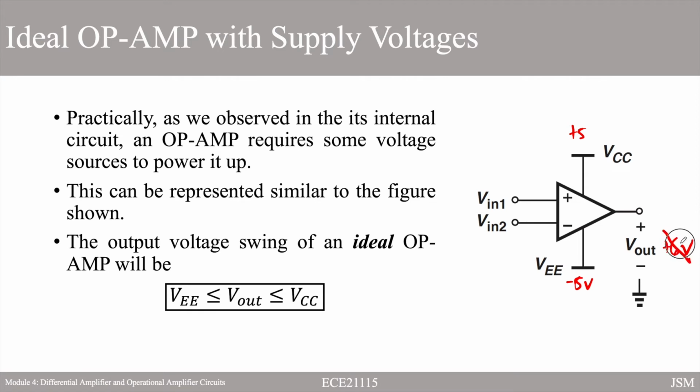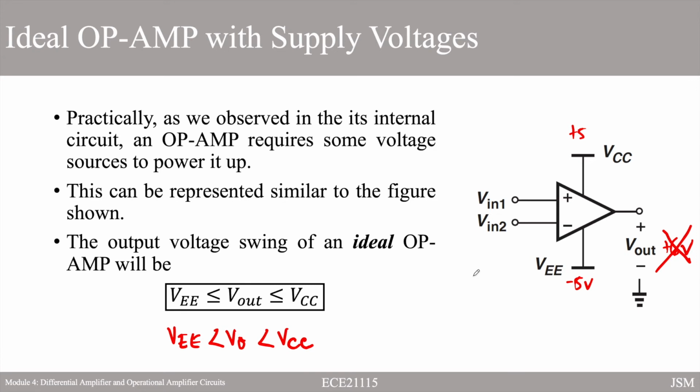So, bawal po mangyari. So, actually, it's not exactly equal to VCC and VEE. So, usually, this is less than. So, practically, this should be ganito. Wala dapat equal sign. So, dahil usually, hindi naman natin nare-reach yung ating supply voltage rail pagdating sa output. So, tandaan, hindi tayo pwedeng makakuha ng output voltage greater than sa ating supply voltage.